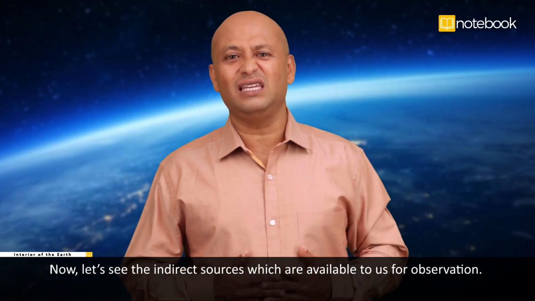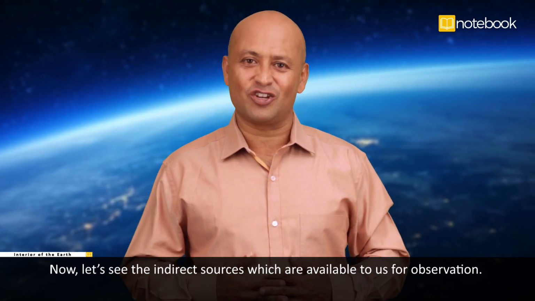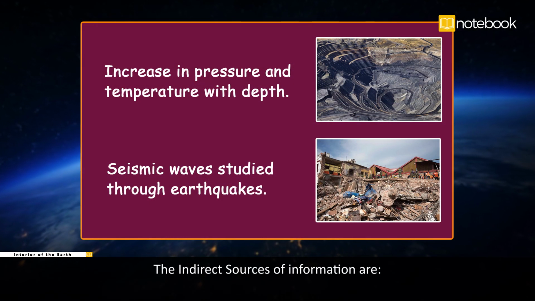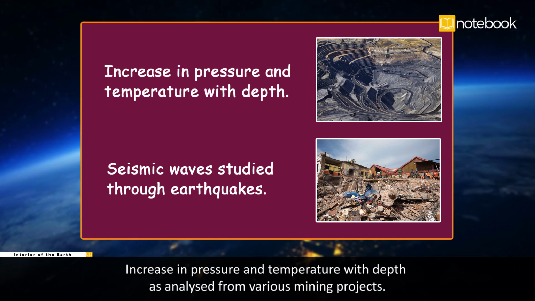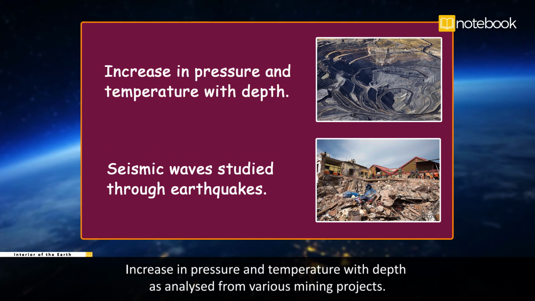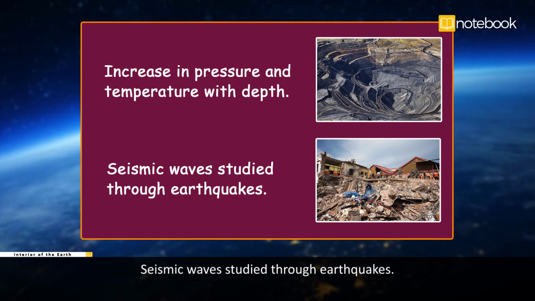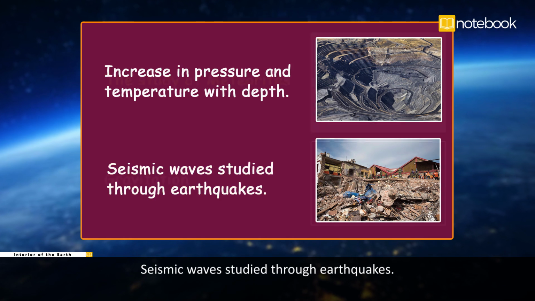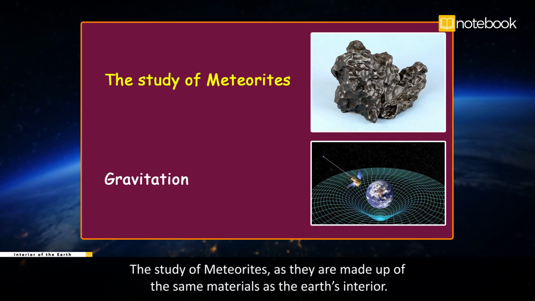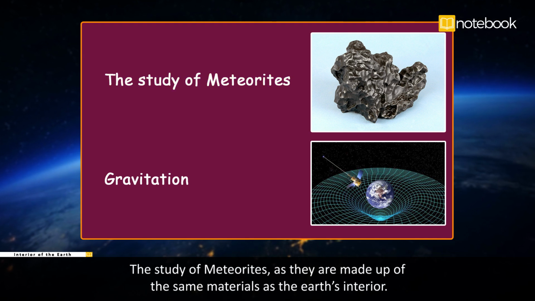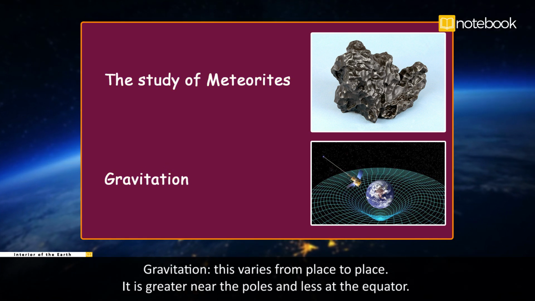Now, let's see the indirect sources which are available to us for observation. The indirect sources of information are increase in pressure and temperature with depth as analyzed from various mining projects, seismic waves studied through earthquakes, the study of meteorites as they are made up of the same materials as the Earth's interior. Gravitation. This varies from place to place.